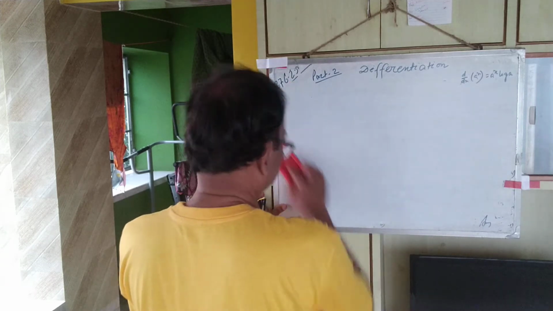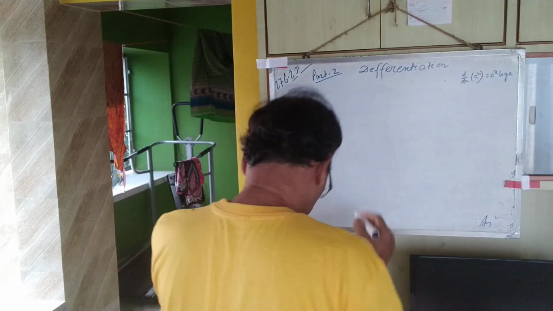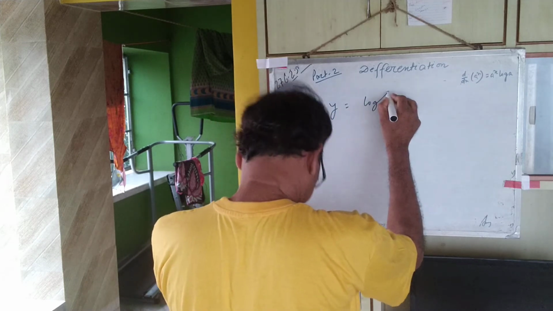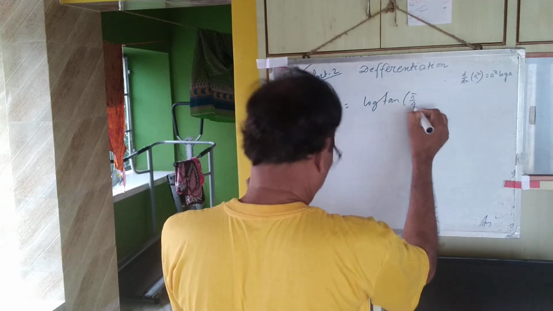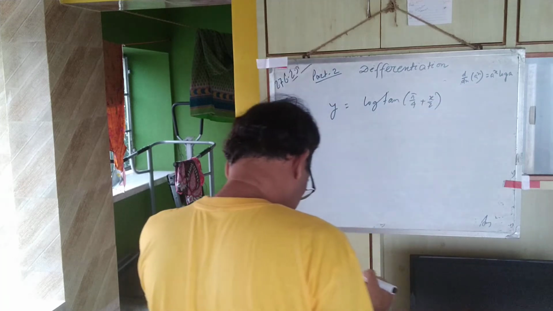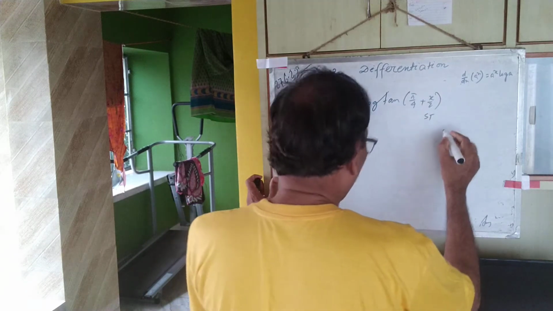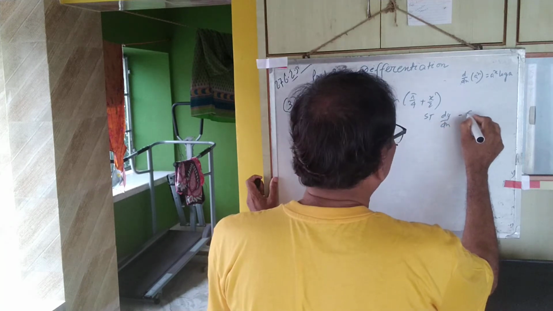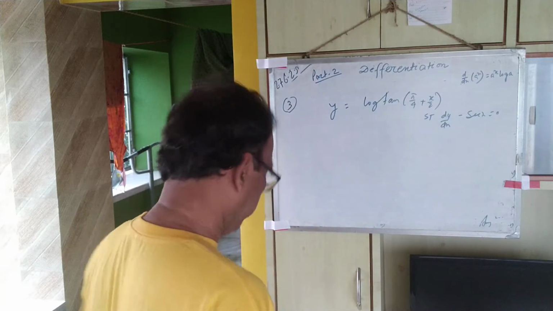Next, sum number 3. y equals log of tan(pi/4 plus x/2). Show that dy/dx minus sec x equals 0. So y equals this, and we have to prove this.